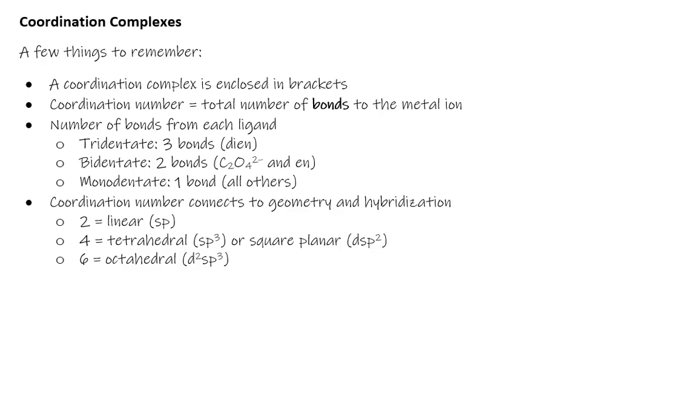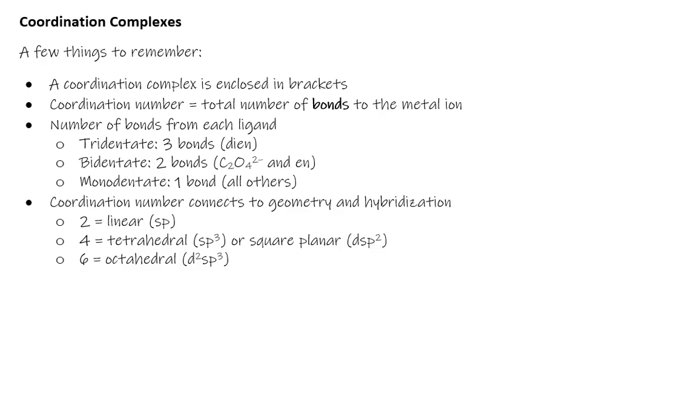If it's a standalone complex and the complex is an ion, then there will be the charge on the outside of the brackets. If the coordination complex is part of a compound, then there will also be a counter ion shown outside the brackets as either the cation or the anion. The coordination number of the complex will help us to determine the geometry of the complex and its corresponding hybridization.